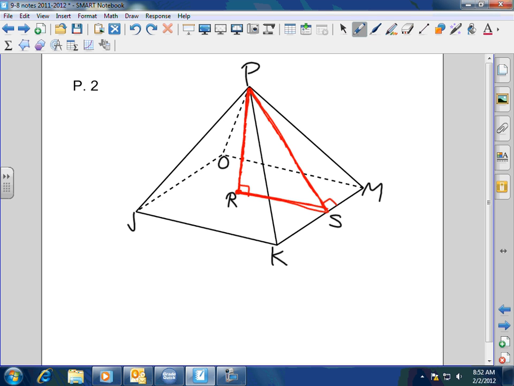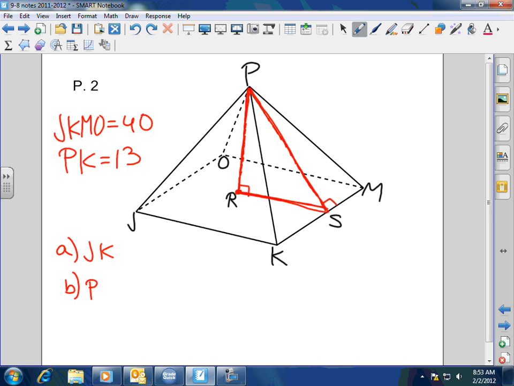Okay, so they say that a regular square pyramid shown with altitude PR and slant height PS, the perimeter of JKMO is 40. So the perimeter of JKMO equals 40. They tell you that PK equals 13. They want to find JK, PS, and PR. Okay, so let's try to break this down.